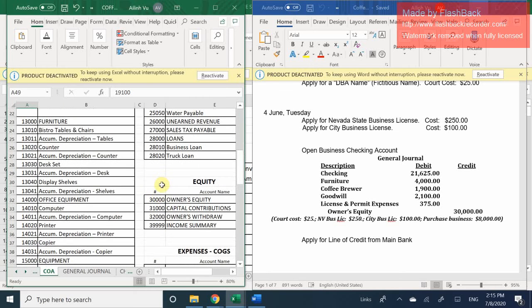Equity, 30,000? Okay, see, this one says owner's equity. So I need to change my account name because it has to match 100%. You cannot write equity the way it is, just equity. It has to be owner's equity. Okay? So you make note of that.